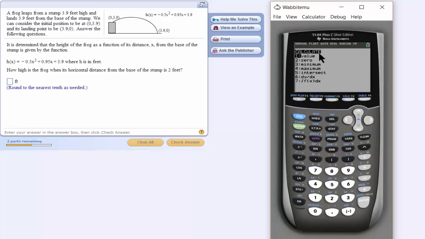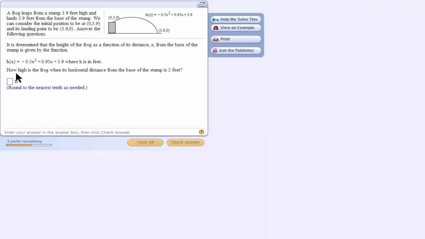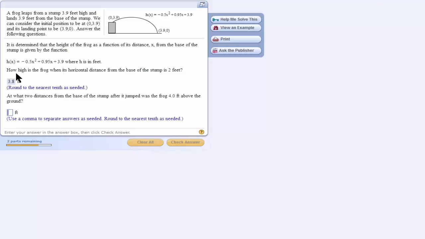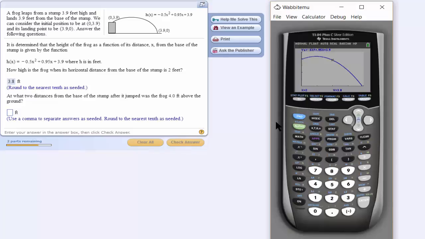However, let's just go ahead and ask. Okay, I'm going to go to value, which is right there. So I'll hit enter. And it says x equals. Well, I want x equals 2. Enter. And this tells me when the frog is 2 feet from the base, the frog is 3.8 feet above the ground. So I'm going to enter 3.8 feet. Excellent. I love it when I get told that. Okay, graphing calculator, come back.